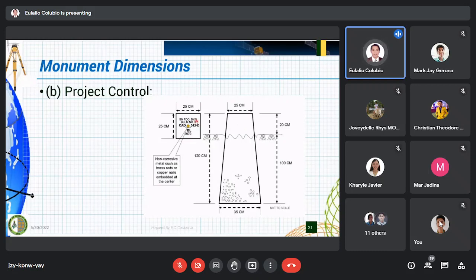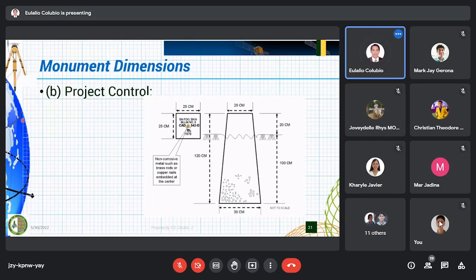This BLM is usually a project control. Mostly this BLM is used in geodetic control, but there are cases where BLM monuments were established under the project control.